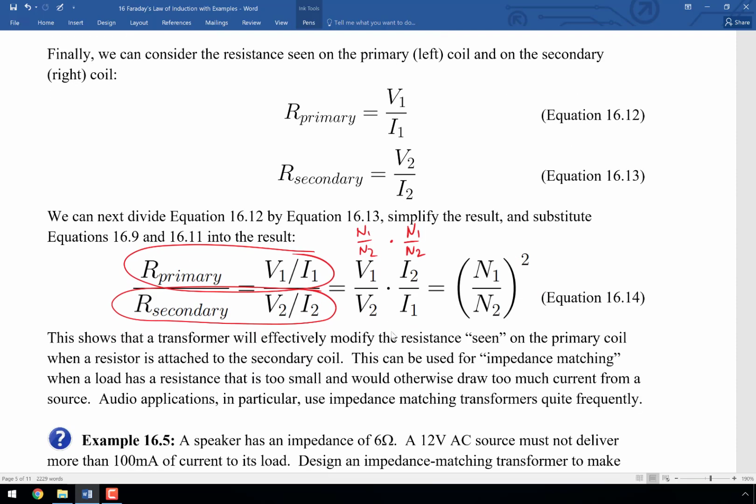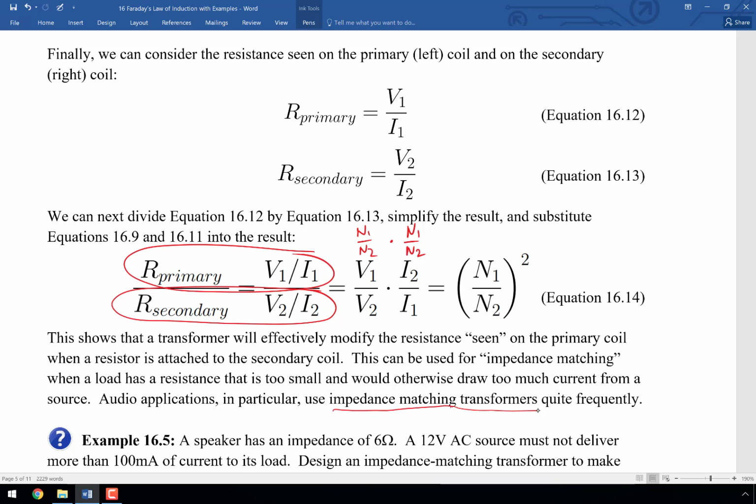So this means that a transformer will effectively modify the resistance that's seen on the primary coil when a resistor is attached to the secondary coil. The thing that's attached to the secondary coil will look different than it would if the transformer weren't in place. This is known as impedance matching. Well, it's one of the things that's known as impedance matching. And impedance matching transformers are quite frequently used, especially in audio applications.